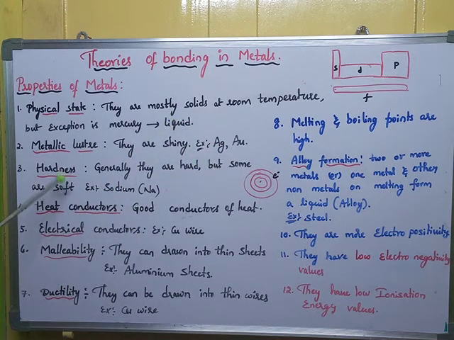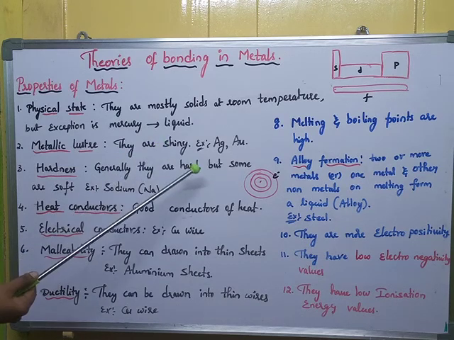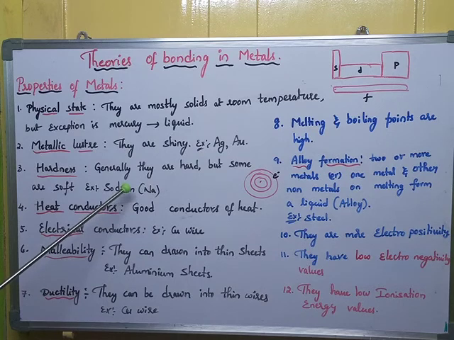Coming to the third one, they are hard in nature. Metals are hard. You can give the best example, that is iron. An iron rod is very hard in nature. But there are some metals which are soft in nature also. The best example we can give is sodium. Sodium, when we cut with a knife, will cut into different pieces. So sodium is a soft metal.